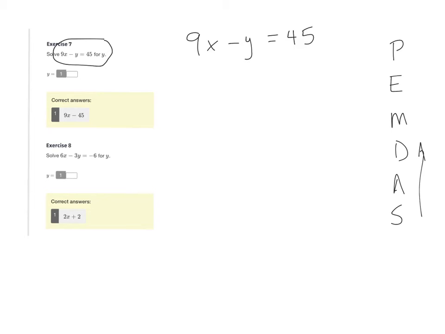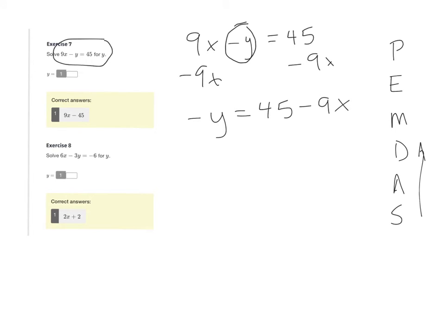So we want to find, is there any addition or subtraction? Since we're solving for y, we want to keep this. So how do I get rid of the positive 9x? So the inverse of a positive 9x is simply minusing 9x. And I'm going to do that to both sides. So that's going to leave me with negative y equals 45 minus 9x.